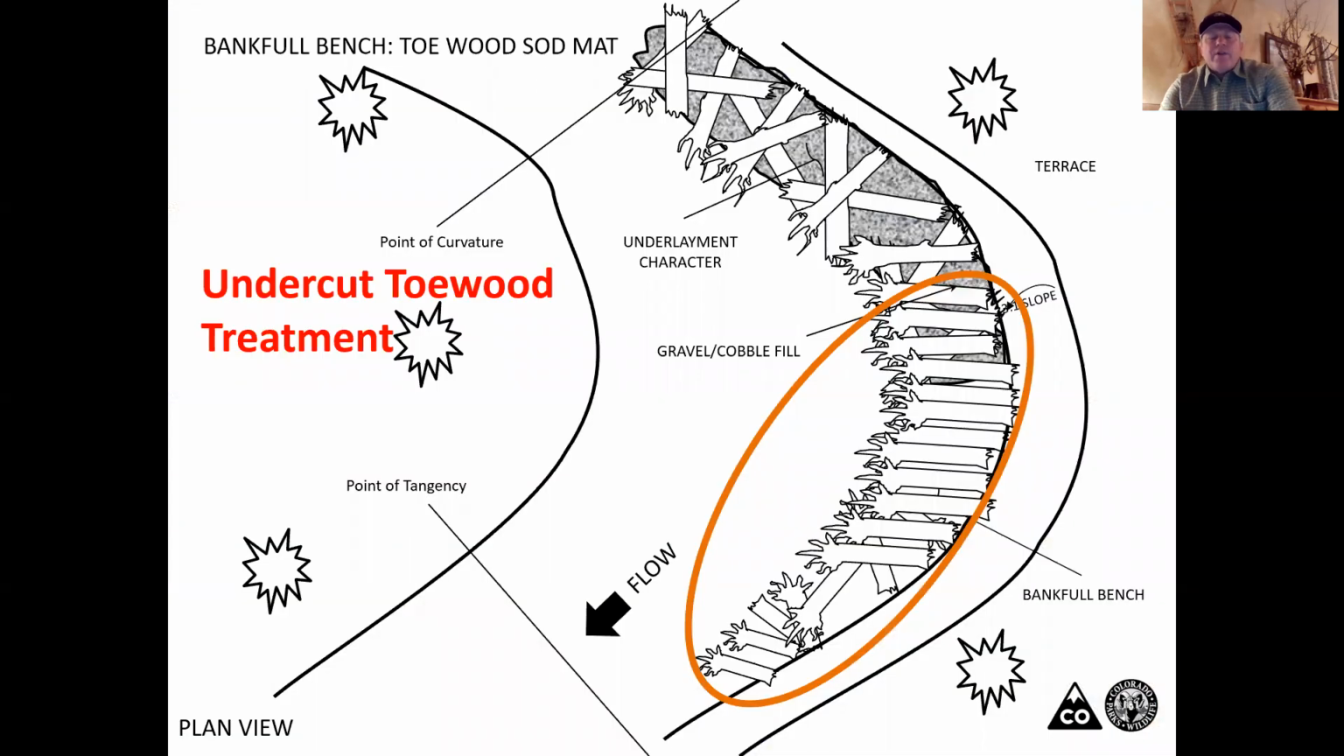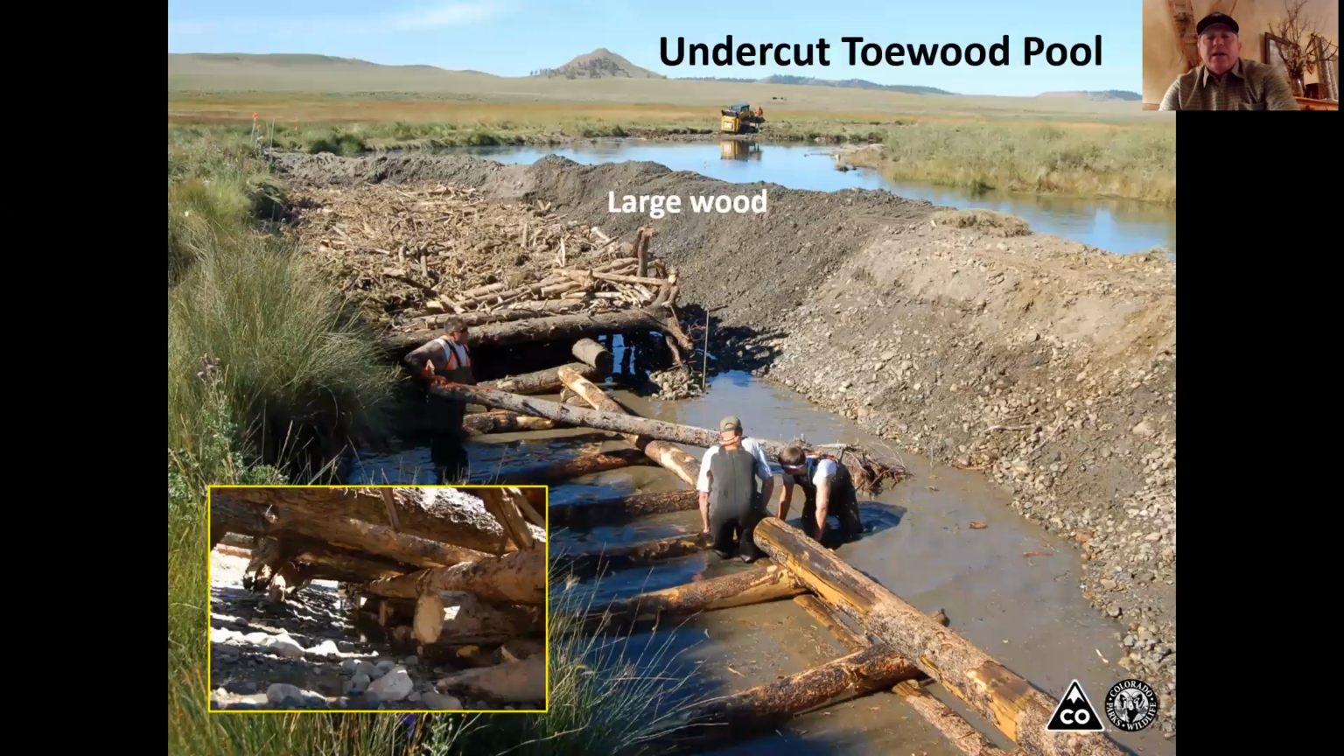Okay, and then we had one other treatment we were interested in, and that was an undercut toe wood treatment. So that's using the same type of wood, the large ponderosa pines with root fans, but building it to really emphasize or create an undercut. And I'll show you what that looks like here. So here's the large wood. It's placed over what we call a footer log, and the large root fans are suspended over the footer logs by about 6 to 8 feet and create this undercut bank.